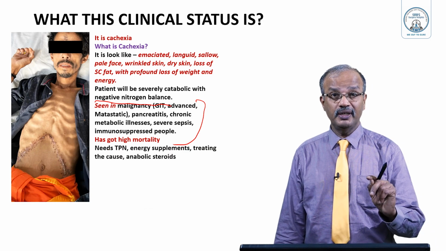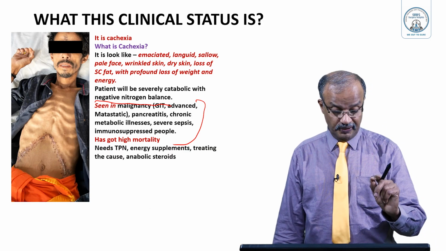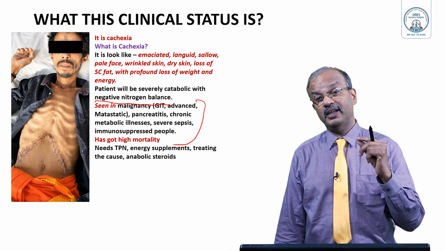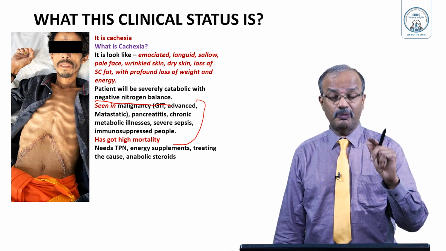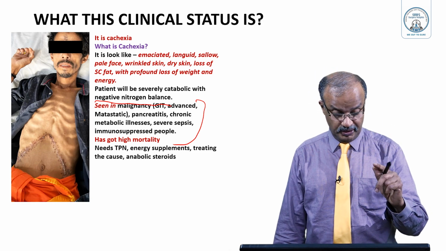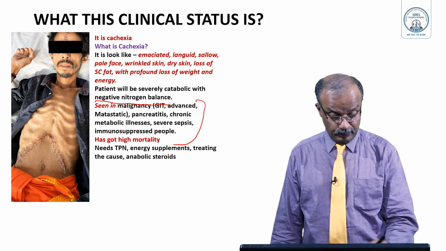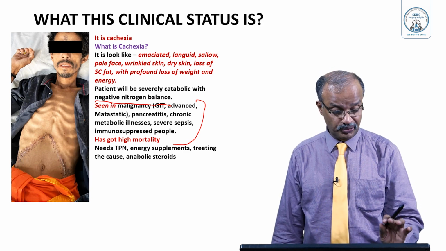So what's the treatment? Assess the patient, how bad the patient is, then give TPN with a central line in the neck. Total parenteral nutrition is mandatory. And energy supplements, treating the cause, and anabolic steroids. In brief, I would discuss. So this is the different thing. So you should remember this.